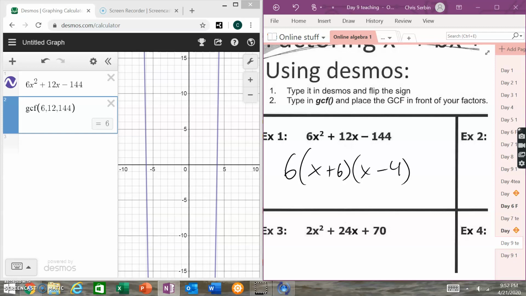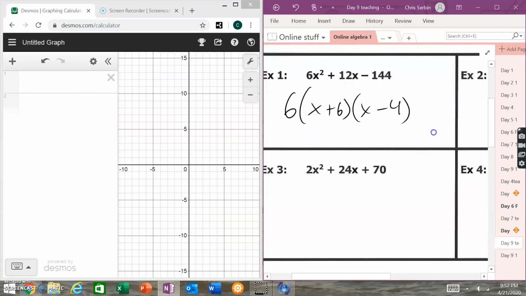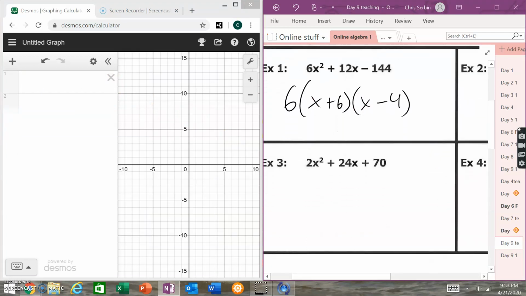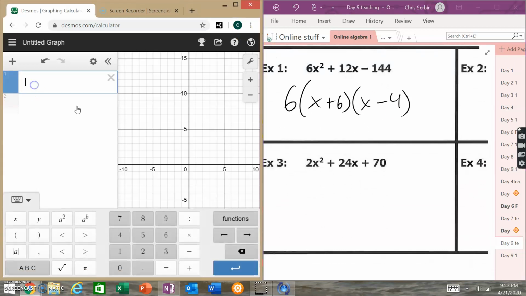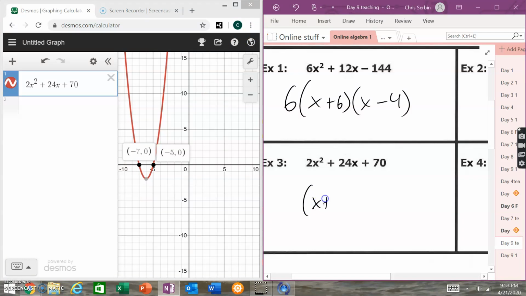Now, example 3. Doing the same exact method. I'll clear out what I have over here, and I'll scroll up. So I have 2x squared plus 24x plus 70. I'll go over here and type it in. 2x squared plus 24x plus 70. And I see over here I've got negative 5 and negative 7, which means that it's x plus 5 and x plus 7.